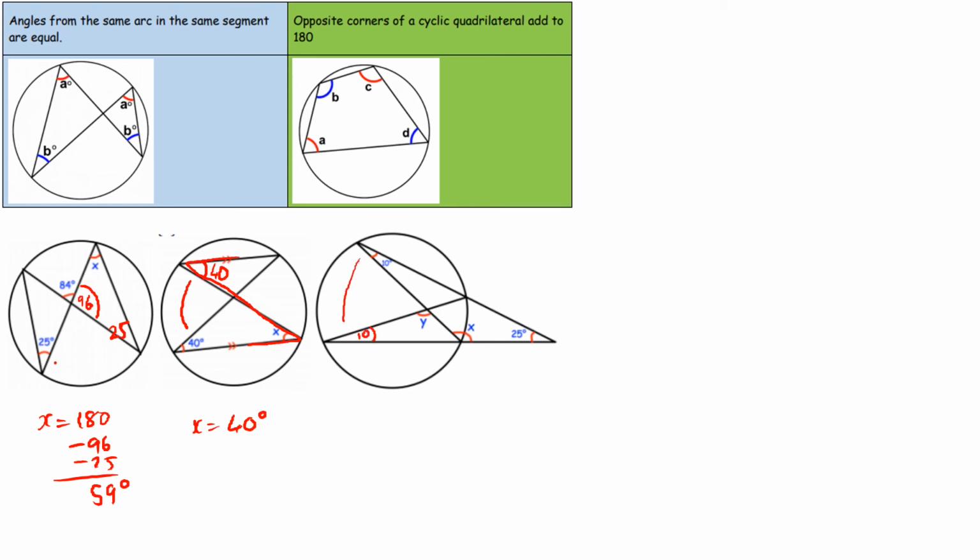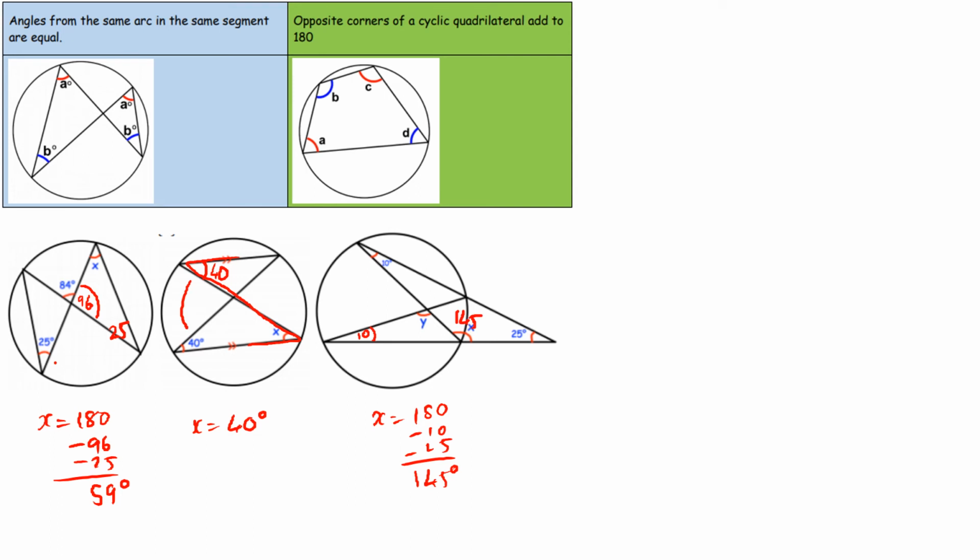For the very last one, we'll use same segment to get that this angle here is 10. It might be tempting to use a double angle here, but that 25 is not at the circumference, so we can't do that. So we're actually just going to use the fact that this is one big triangle here, and so x is just 180, take away 10, take away 25. It's going to give you 145 degrees.